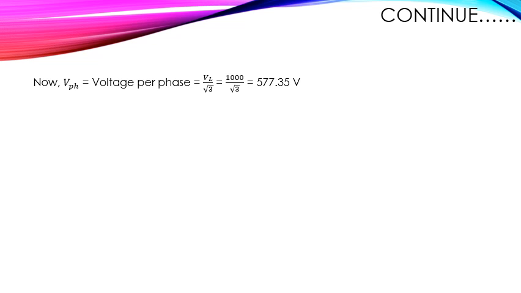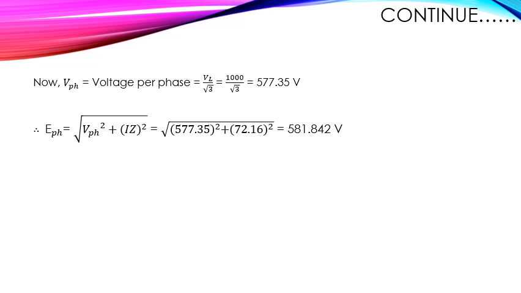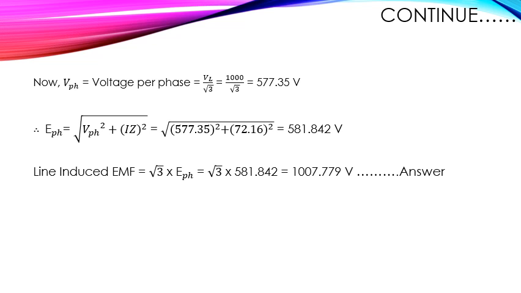So first we'll find out the phase voltage, then the induced EMF by taking the vector sum of phase voltage and impedance drop, that is equal to the square root of VPH square plus IZ square. Then using that we can find out the line induced EMF, that is root 3 times the phase voltage. So put the value of the calculated EPH and get the line induced EMF, and that is the answer.